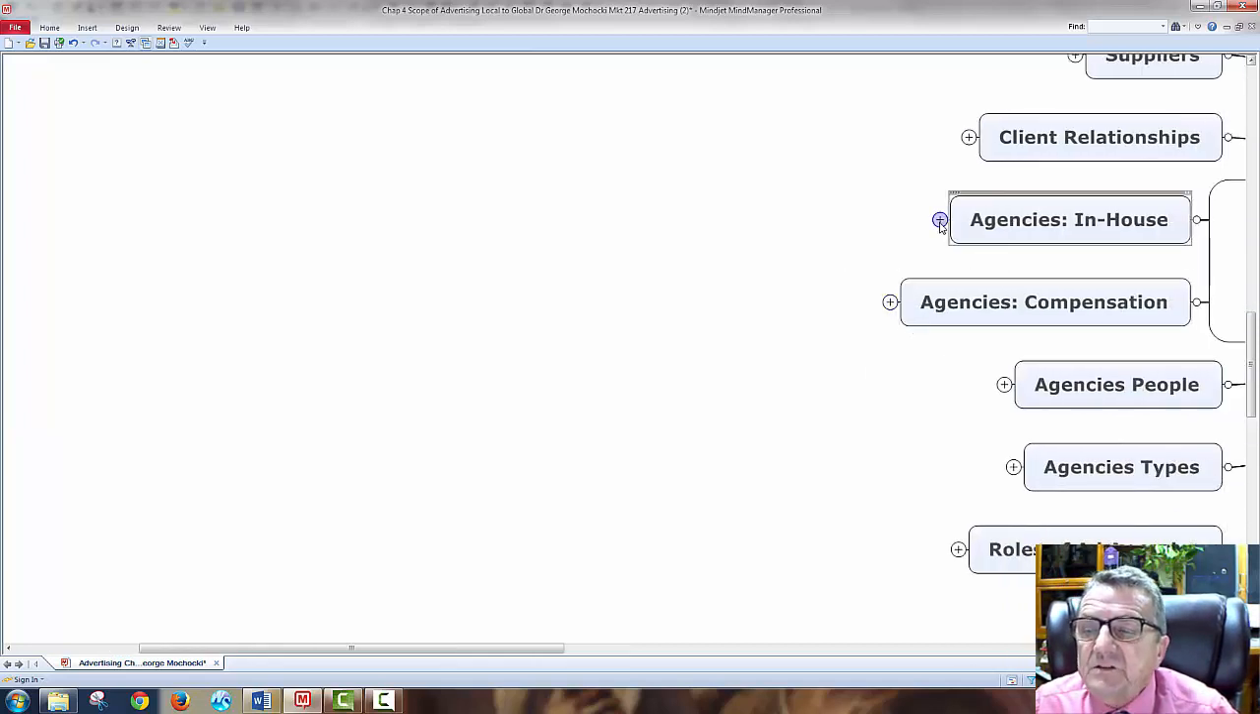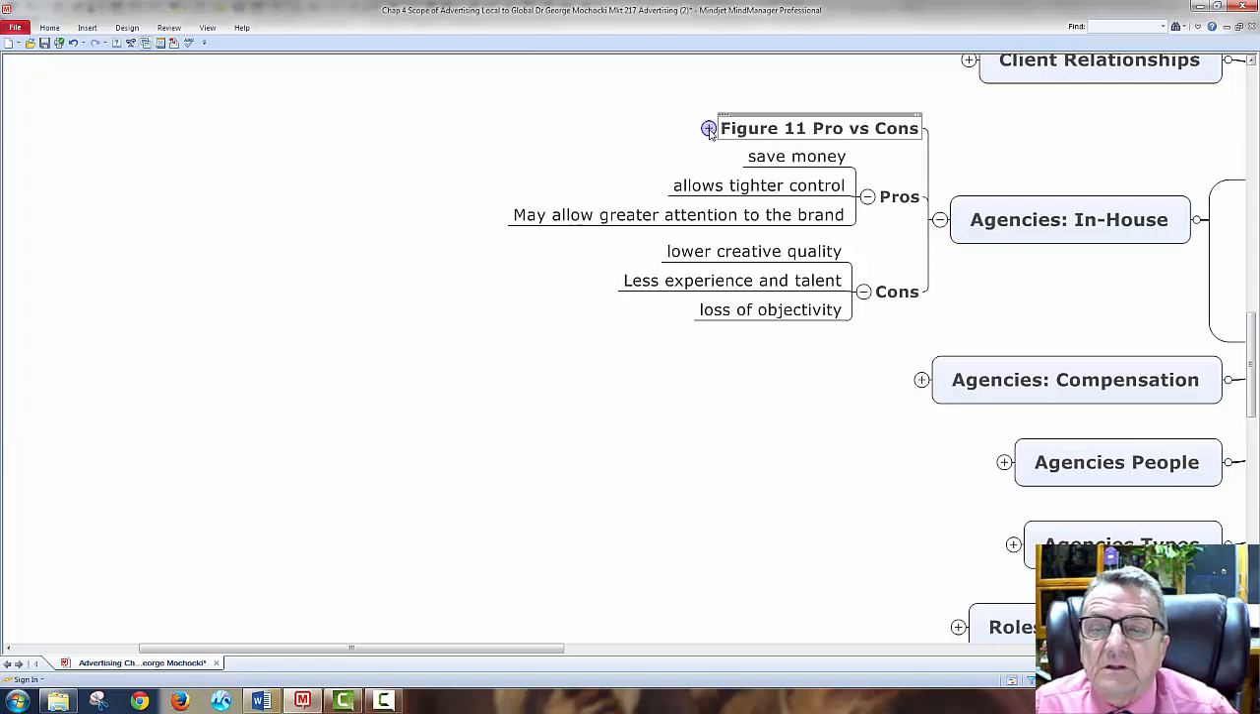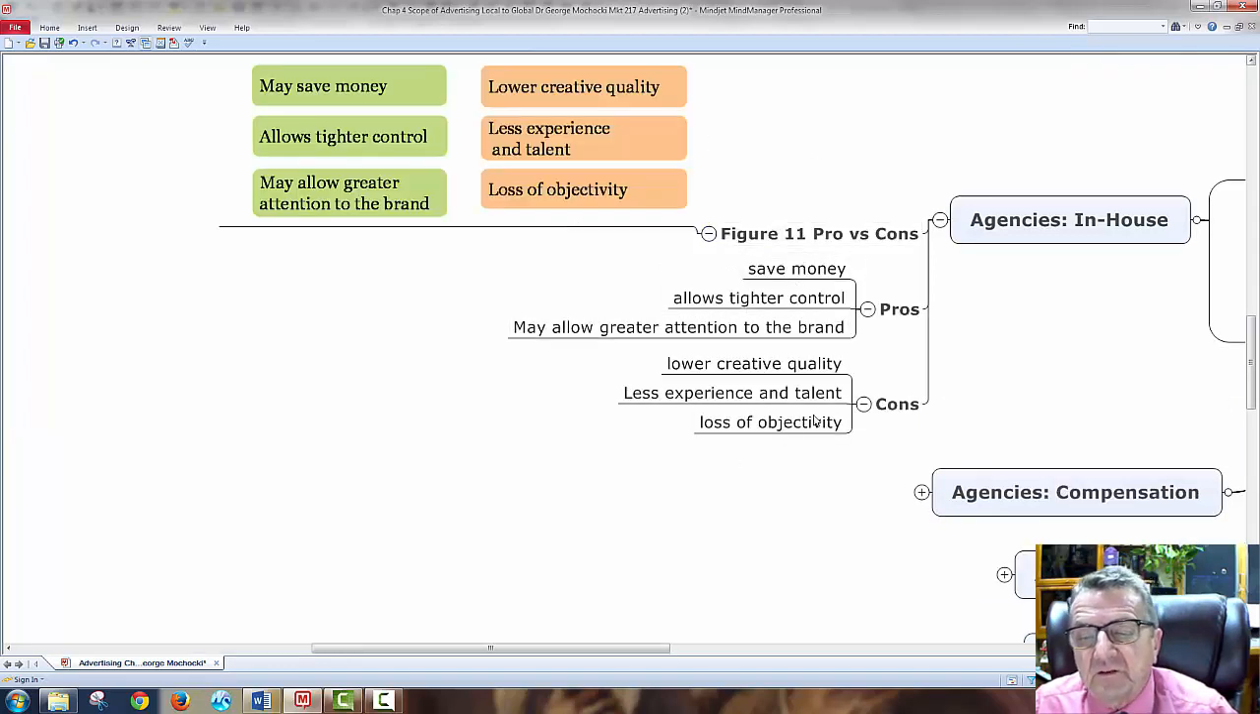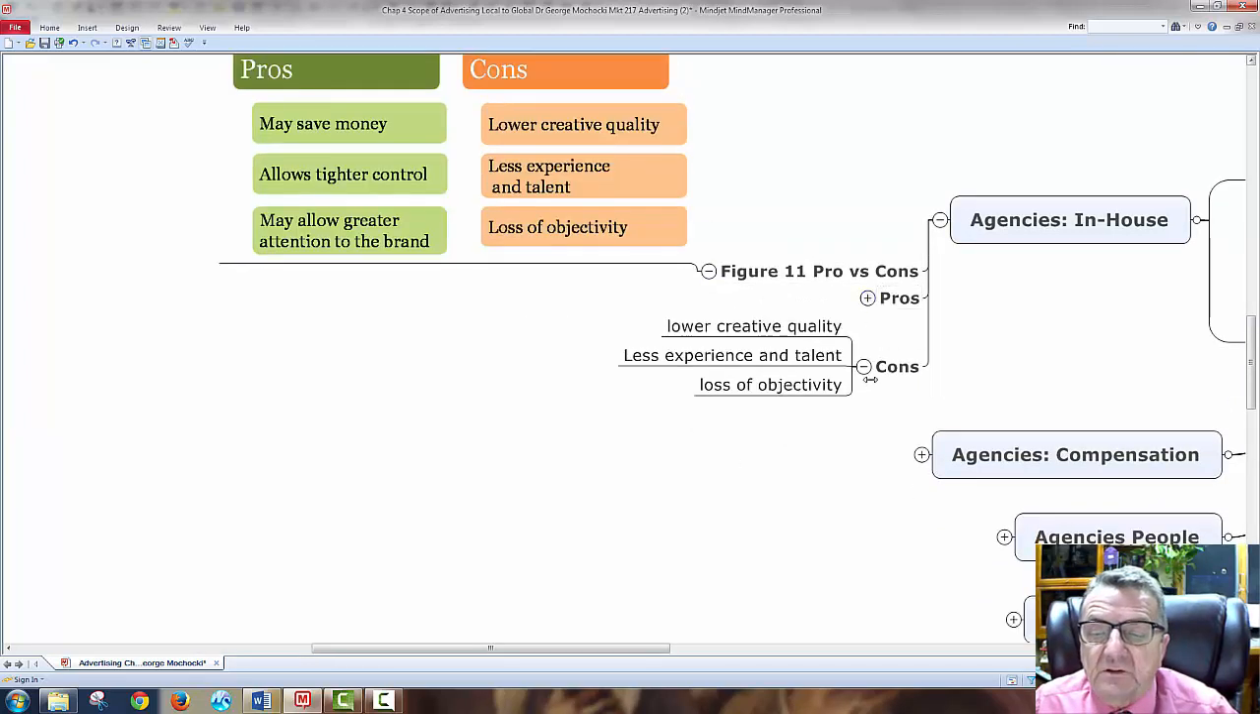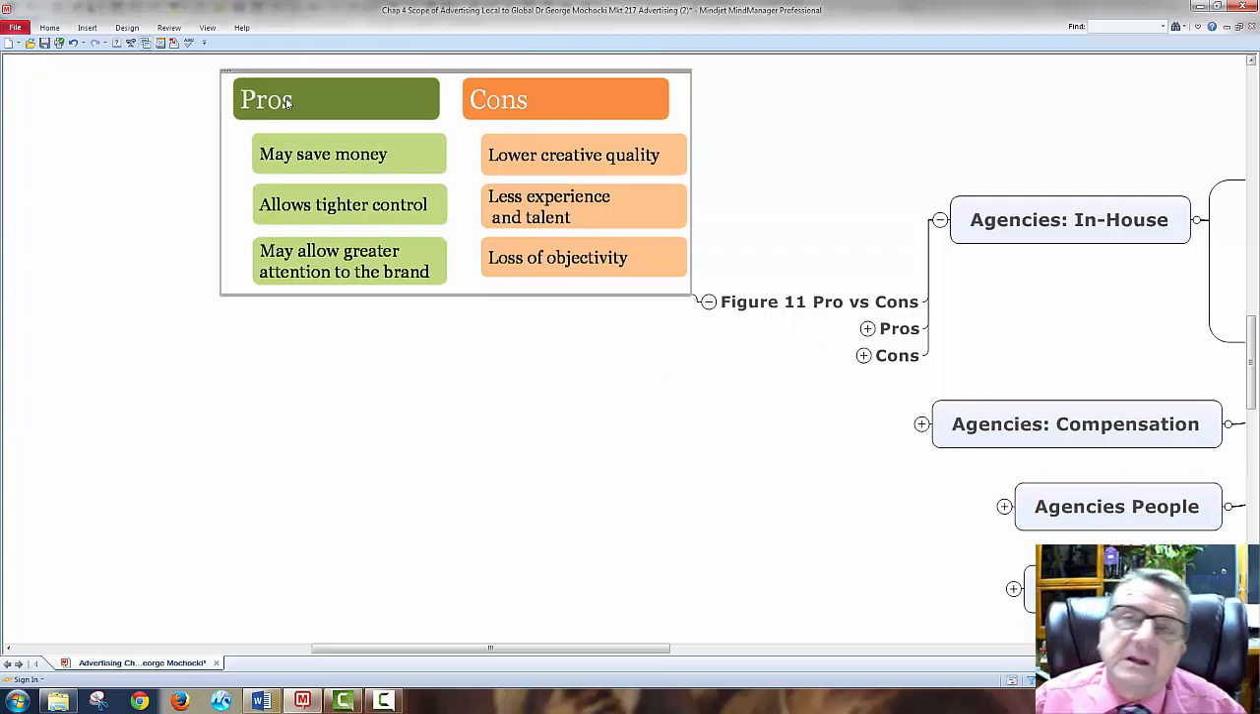Okay. Now agencies, in-house. Let's look at this. It has all these pros and cons. I'll turn these off so you can focus on that. In-house agencies. I'm a small company, I may have in-house. Even larger companies have in-house agencies, marketing or advertising. ComEd had their own advertising in-house. They had their own marketing.